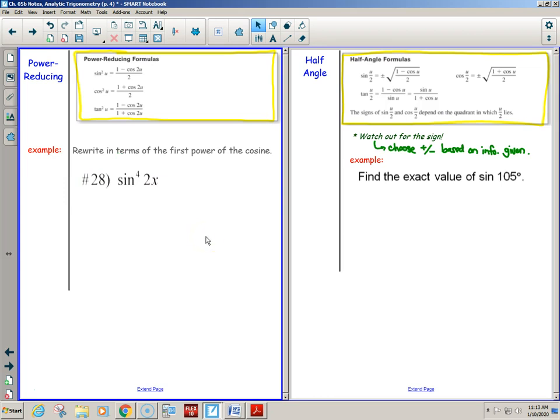Do you have to write down these formulas? No. Are we going to use them? Yes. If you have your formula page, should you have it out? Of course.